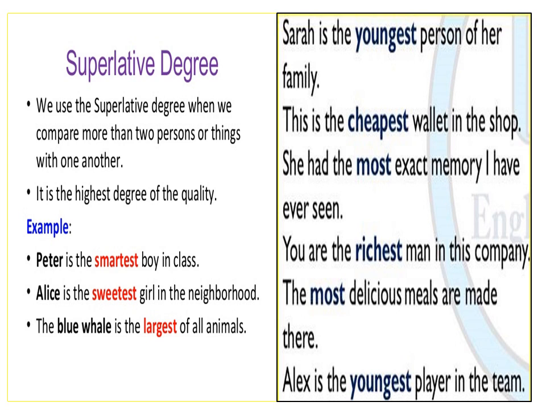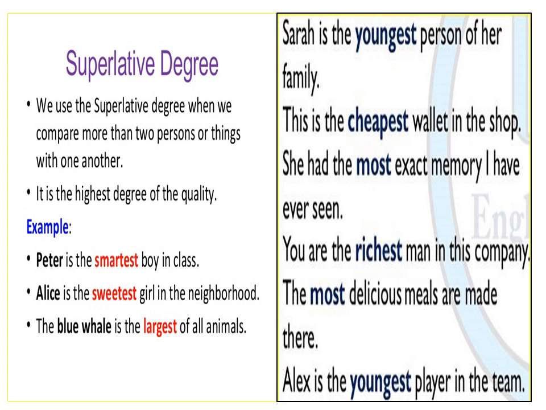Peter is the smartest boy in the class. Alice is the sweetest girl in the neighborhood. The blue whale is the largest of all animals. Now if you look at these sentences, we are comparing either the whole class or the whole neighborhood to one person, or we are comparing all of the animals to one animal. Let's look at more examples.